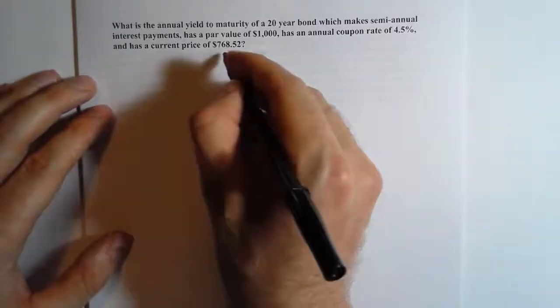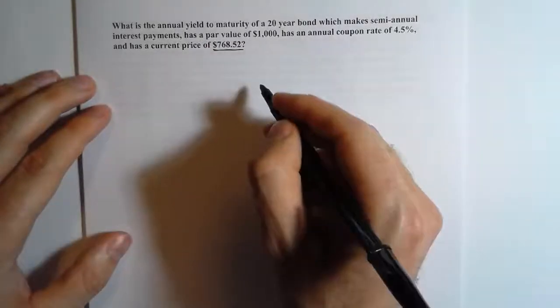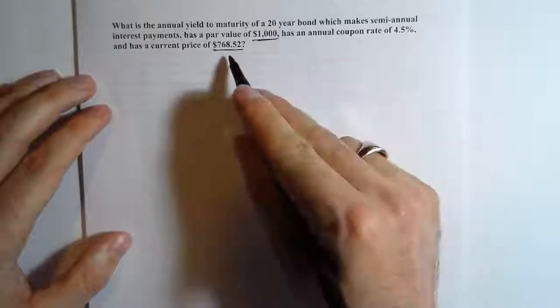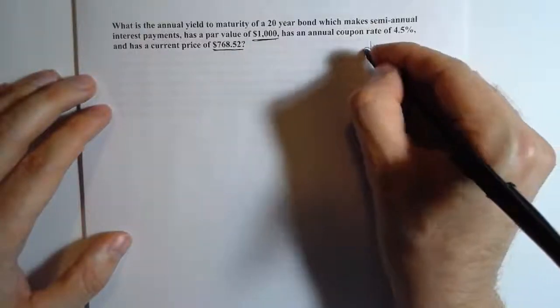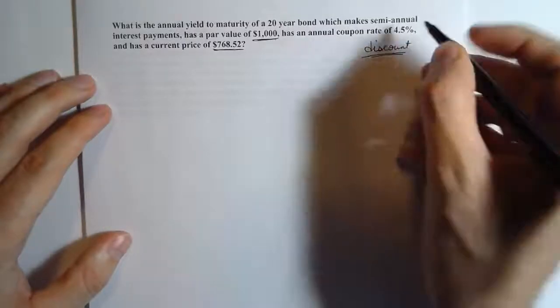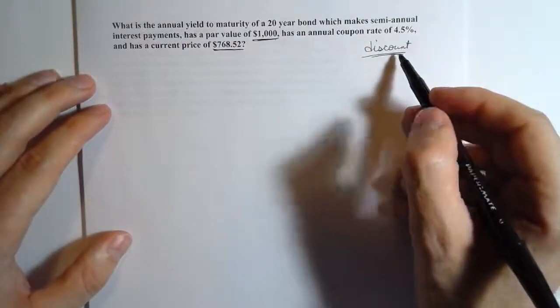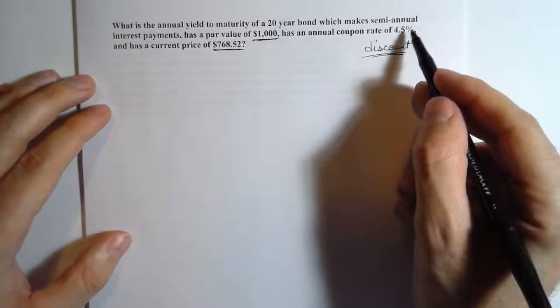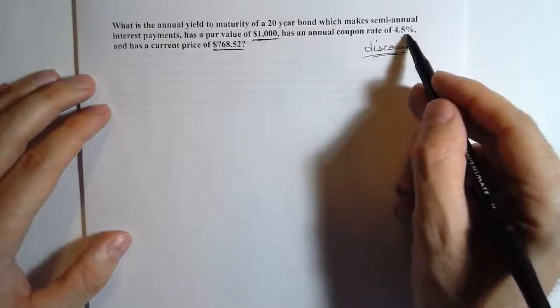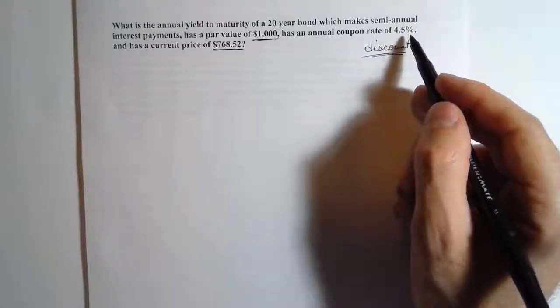First, let's evaluate what we have here. Notice that the bond has a current price of $768.52 and a par value of $1,000. So that means that this bond is currently selling at a discount. If the bond is selling at a discount, that implies that the market rate needs to be above the annual coupon rate. So we should get a market rate, or an annual yield to maturity, that is above this 4.5% if we've done this properly.